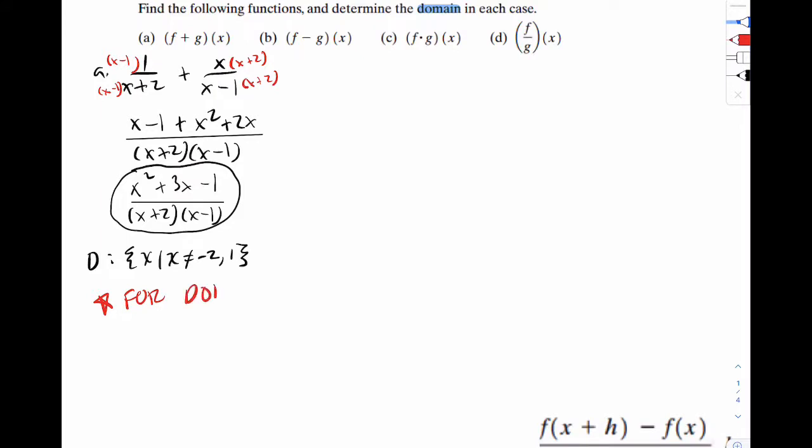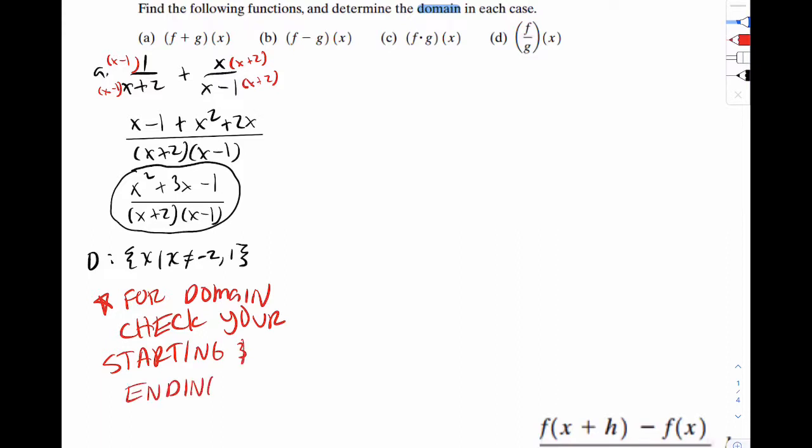For domain, check your starting and ending function.